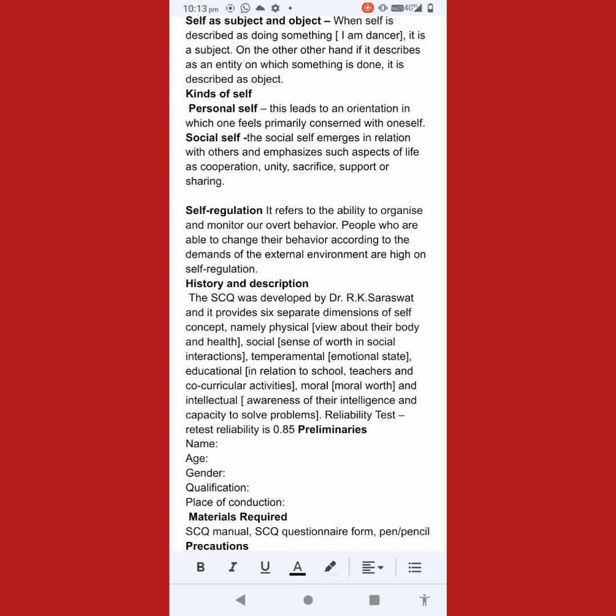So now, the last concept which you can discuss in this is self regulation, that is your ability to control, monitor or regulate your behavior. People who are able to change their behavior according to the demands of the external environment are high on self regulation. After this, the next heading would be history and the test description.